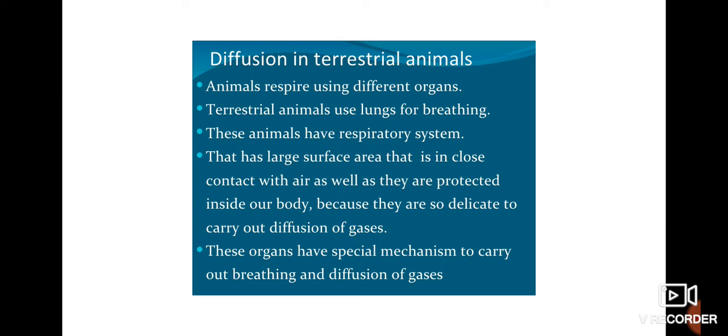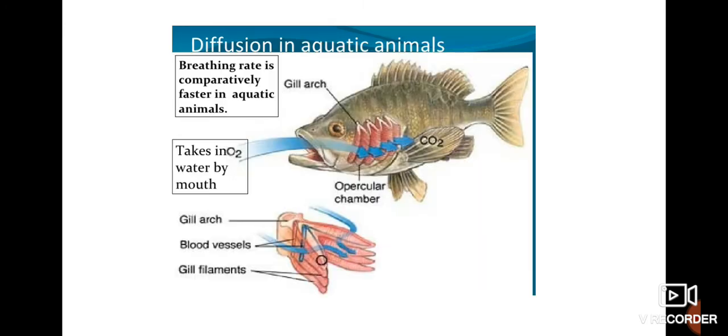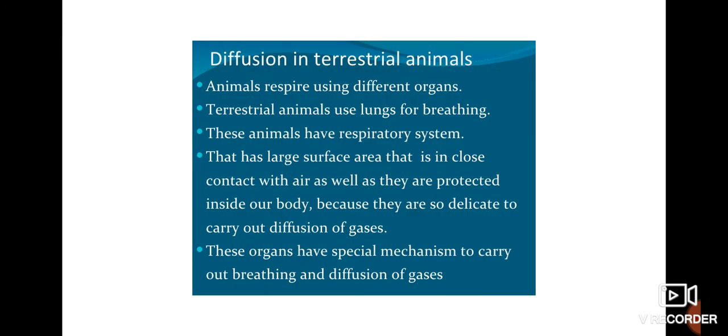Now, a similar type of process is observed in the case of terrestrial animals. We know that terrestrial animals breathe oxygen from the atmosphere, and lungs are the main respiratory organ for them. As we discuss this portion, the major thing to remember is that the process of diffusion will take place from high concentration to low concentration, that is, from the atmosphere to the lungs.